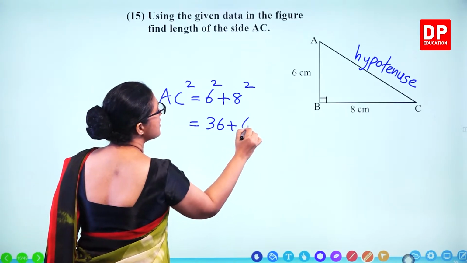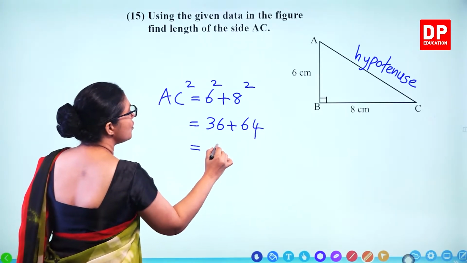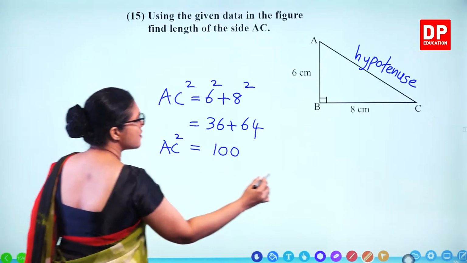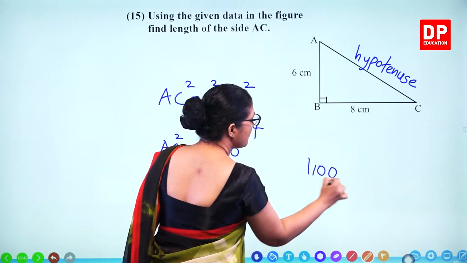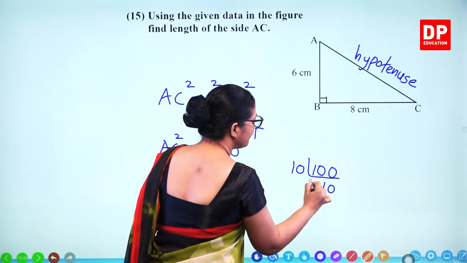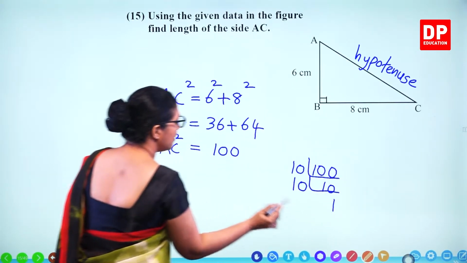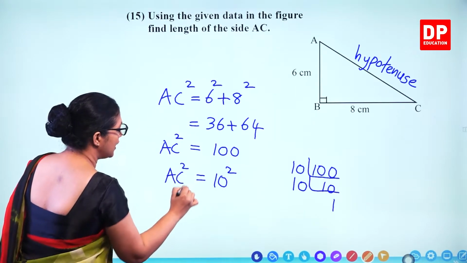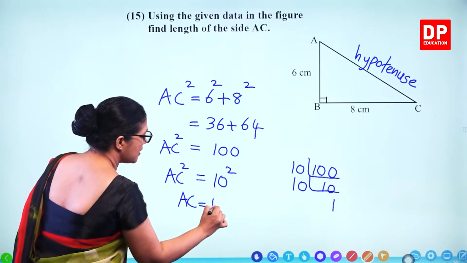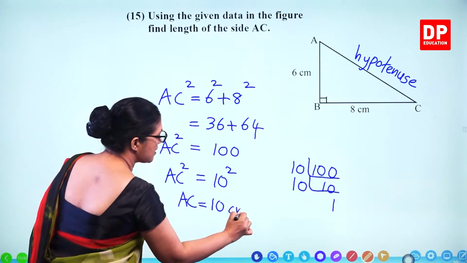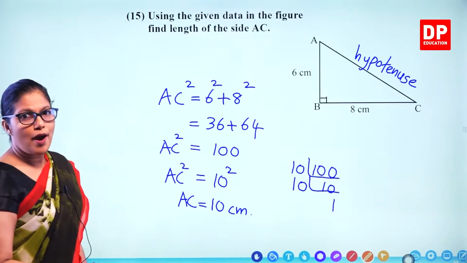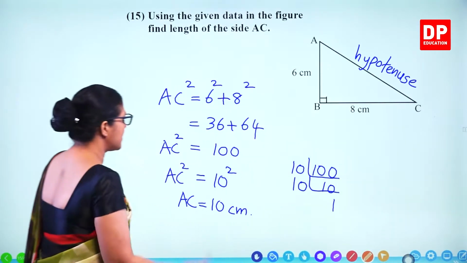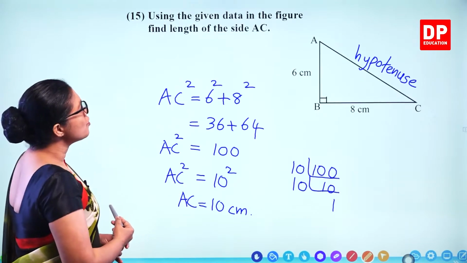36 plus 64. You get 100. So what is 100? What's the square term? 10 and 10. 10 squared. So you can write 10 squared there. Take the square root on both sides. Same powers, so you can equate the bases. AC becomes 10 centimeters. So 2 marks for that.